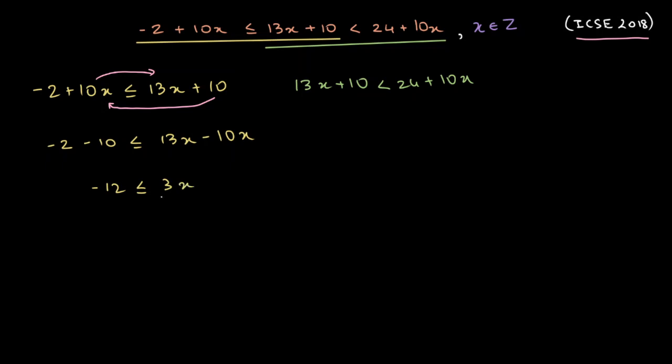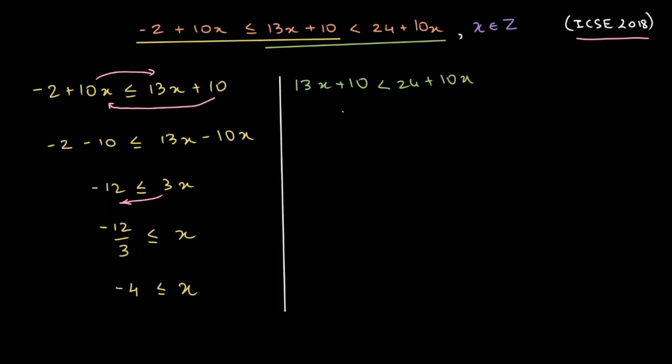The 3 on this side, multiplication, to the other side becomes division, so it is minus 12 upon 3 less than or equal to x. So this gets cancelled out. Minus 12 upon 3 will give me minus 4 less than or equal to x. Alright, so that's the first part of the inequation.